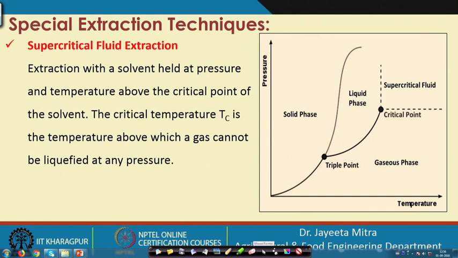What happens is that if we try to increase the pressure and temperature, eventually from the solid phase, liquid phase and gaseous phase, after that one condition will come, that is beyond the critical point. Critical point means the corresponding critical temperature and critical pressure. When we exceed them, some gases will become a supercritical fluid.